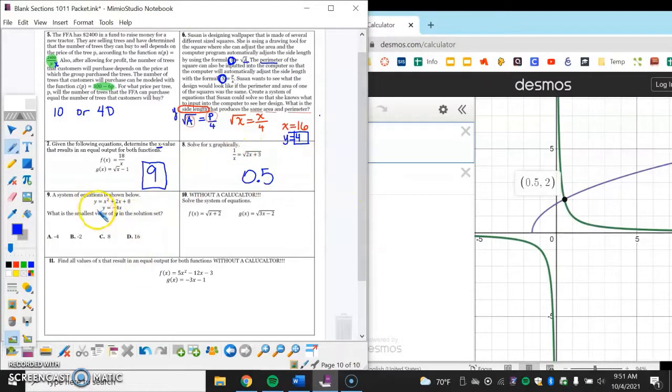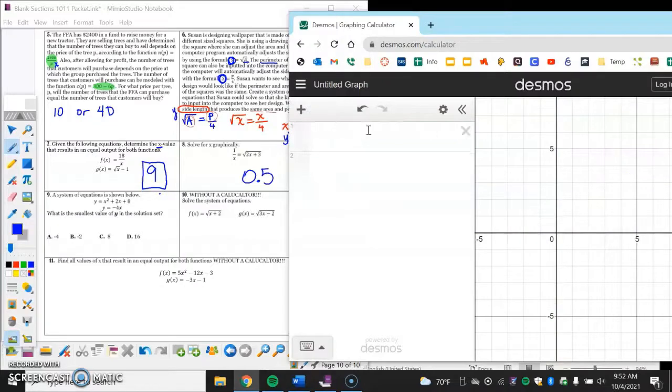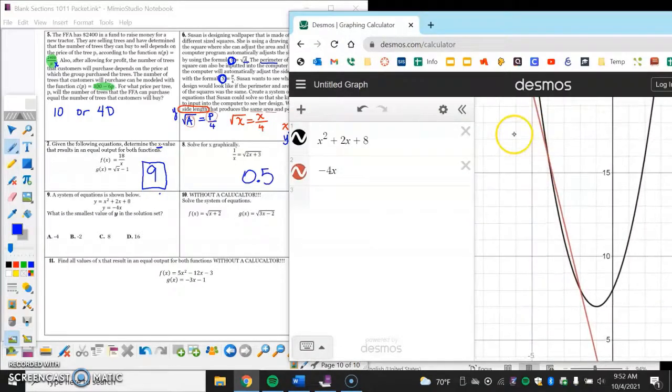Okay, number 9 has a system of equations, and this one wants us to find the smallest value of y. So what's going to happen is this is going to make a quadratic function. This is going to be a linear function. There's going to be 2 intersections. We're going to look at the intersections, and we're going to figure out what the smallest y value is. So first, let's see if we can find the intersections. I plugged both of these in, and there are 2 intersections. Make sure we're not clicking on the x or y intercepts.